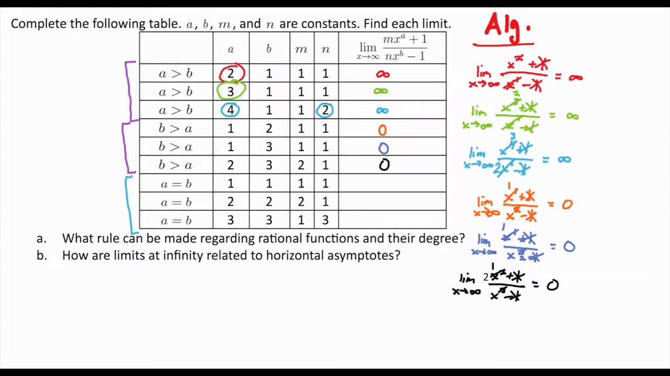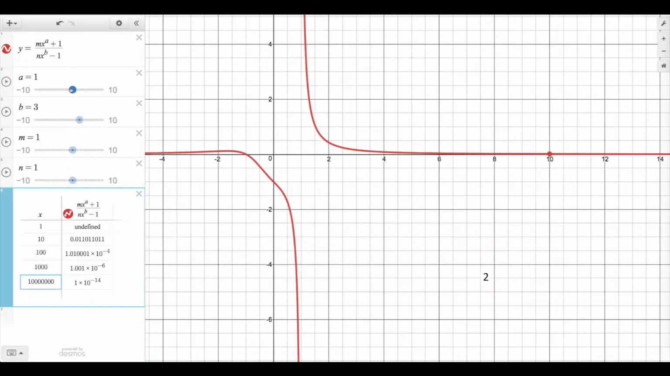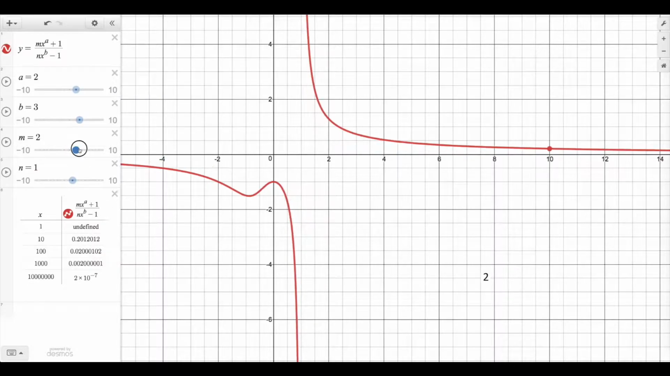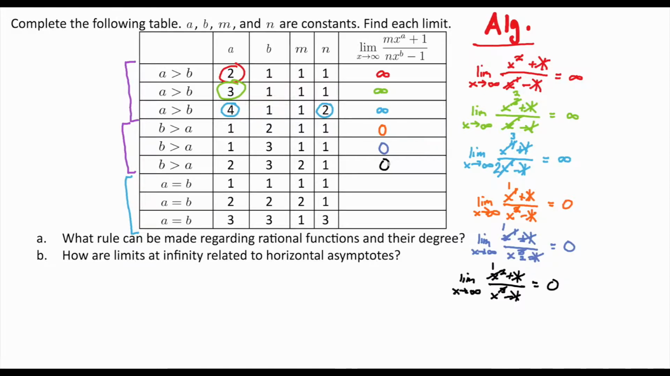So hopefully, again, you notice the trend. When B is greater than A, you're going to have 0 for each of these. Let's check this out, though. 2, 3, 2, 1. So as x goes to infinity, y is getting closer to 0. If you look at the graph, if you check the table right here, it's getting closer and closer to 0. So that checks out. Now we're on to when A is equal to B.